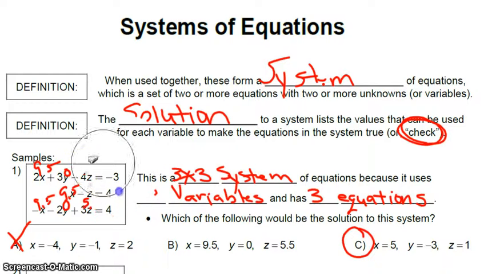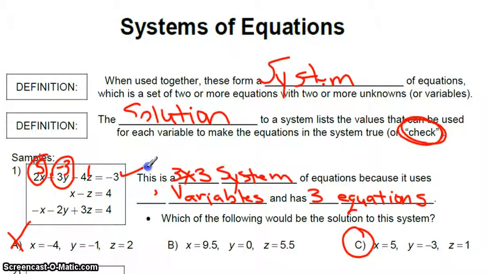So let me erase this and let's check it. I'm going to put 5 in for X, -3 in for Y, and 1 in for Z. So I have 10 minus 9, which is 1. 1 minus 4 is -3, so it checks the first one.